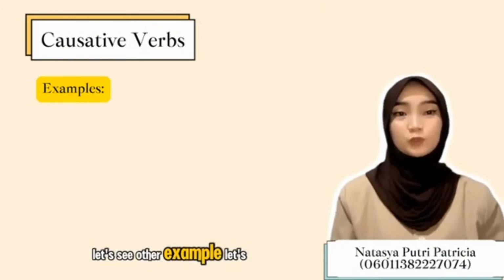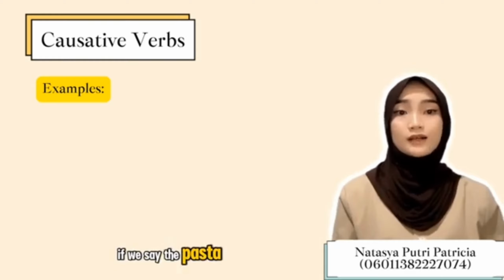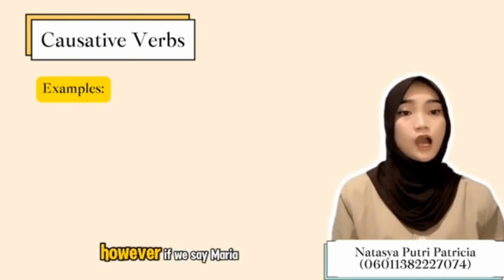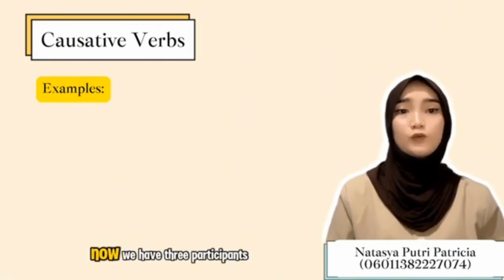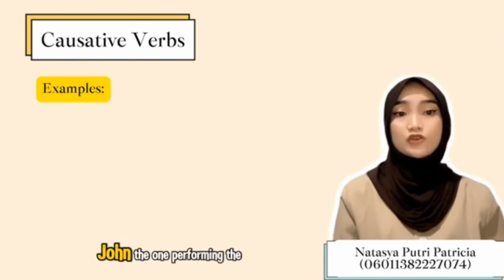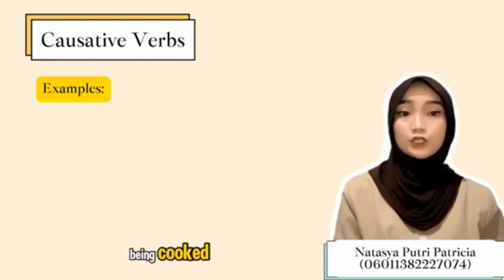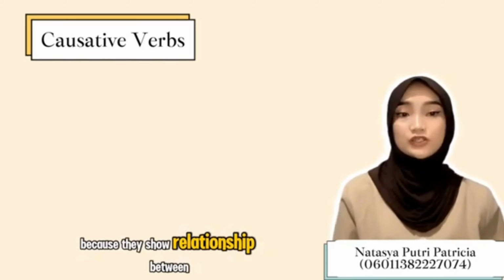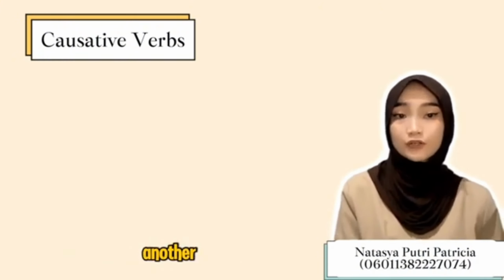Let's see another example. Let's look at the verb to cook. If we say the pasta is cooking, we only have the pasta as our participant. However, if we say Maria made John cook the pasta, now we have three participants: Maria, the one causing the action, John, the one performing the action, and the pasta, the thing being cooked. Causative verbs are helpful because they show the relationship between different participants and how one can influence another.